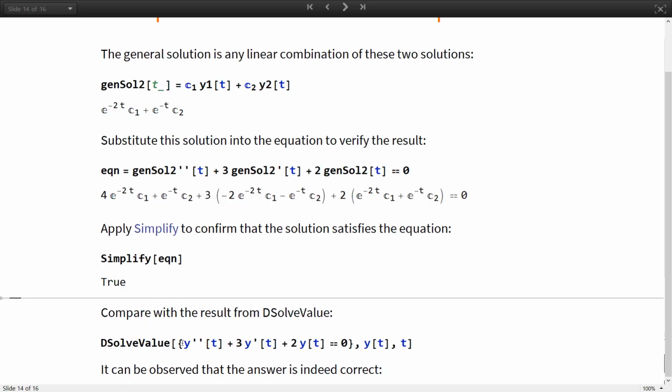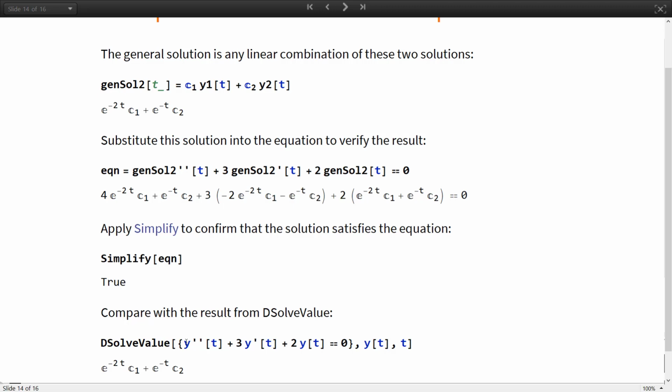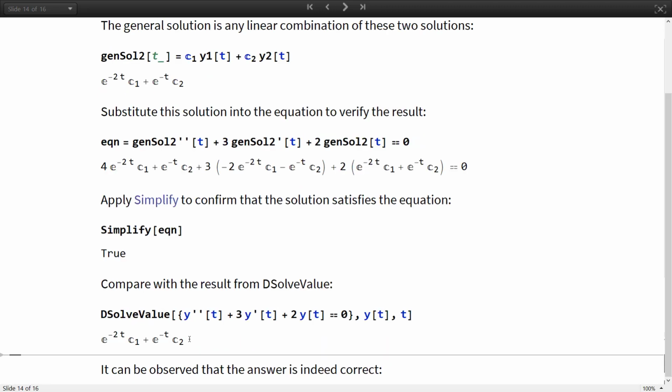Compare the result we found with DSolve. We can see that the result we found agrees with the result from DSolve.